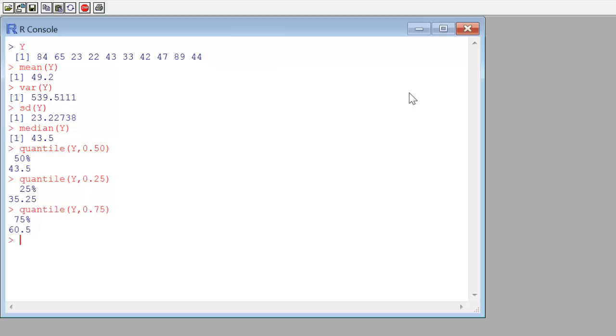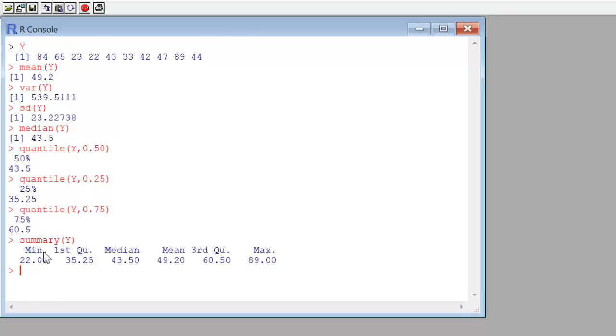Now we can get a lot of these numbers in one shot using the summary function, summary on the variable y, and there we find R is reporting the min to be 22, the max 89, and the values that we found above. The first quartile of 35.25, there we see it right here. The third quartile of 60.5, there it is. The mean of 49.2, there it is. And the median of 43.5 here or here.